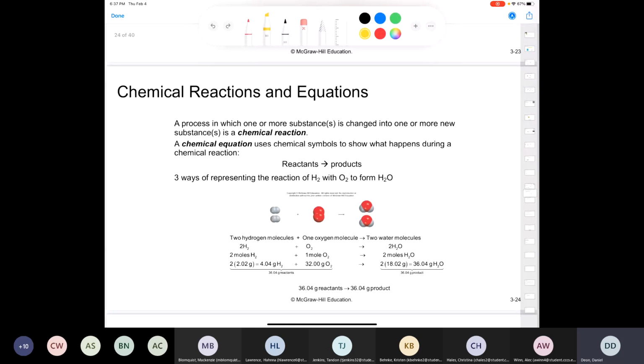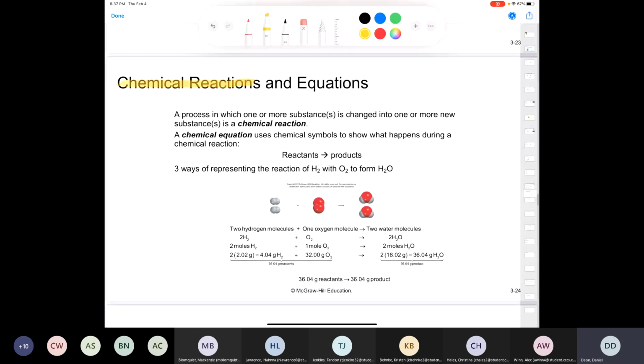Well, here we go with chemical reactions. This was in our title slide, and it took us until almost the end of the lecture to get to it. But let's finish up by talking about chemical reactions and equations. So a chemical reaction is a process in which one or more substances is changed into one or more new substances. In a chemical reaction, we're having chemical bonds broken, bonds formed. We're taking substances and we're making new substances.